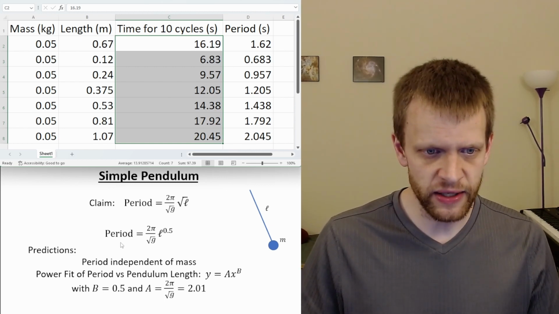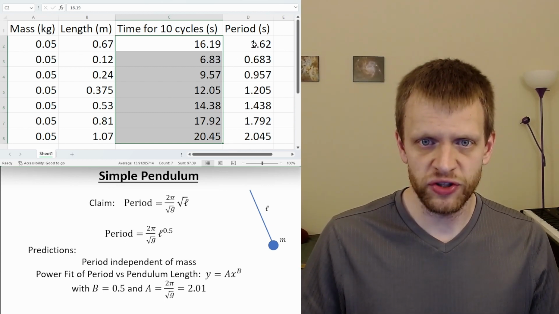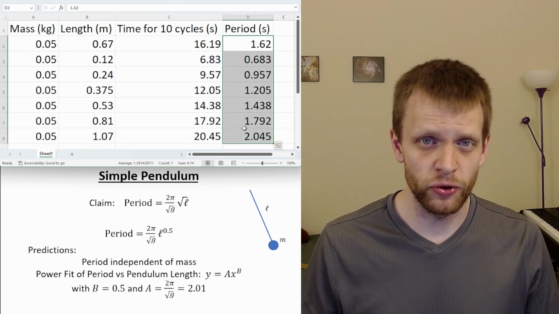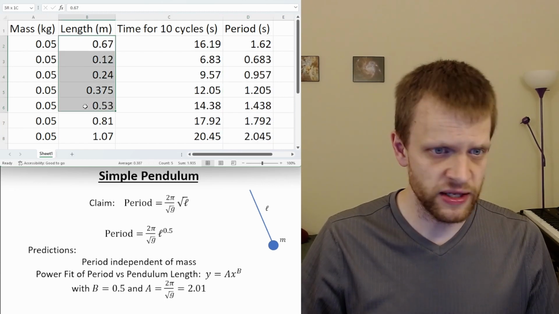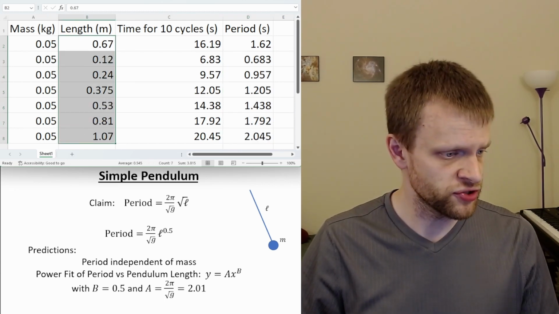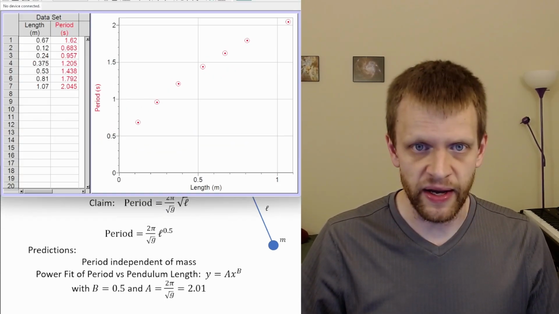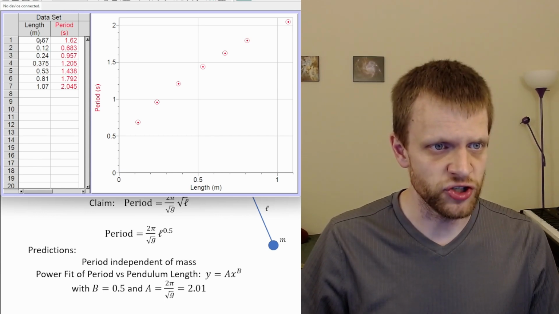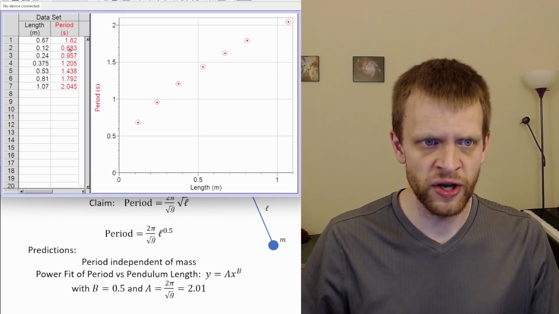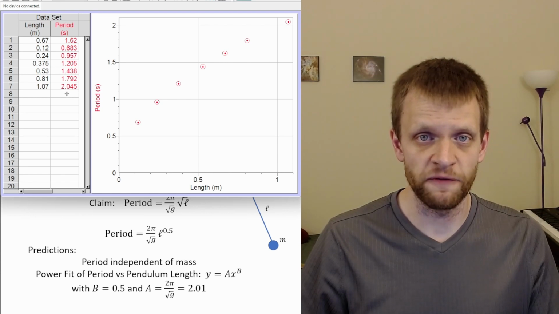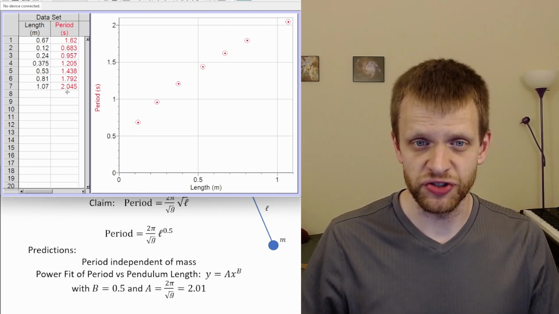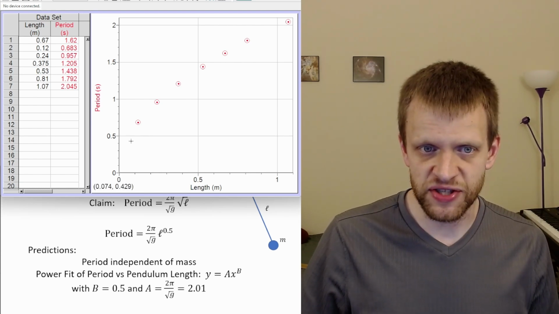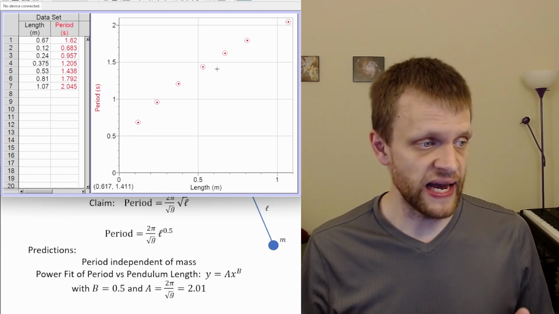So, again, the kind of graph that we want is to put the period of the motion on the vertical axis, and the length of the pendulum on the horizontal axis. So I went ahead and graphed this data. These are the lengths that we used, and these are the corresponding periods for one cycle. These lengths are in meters, and these periods are in seconds. And this is the scatter plot that we get from that data.